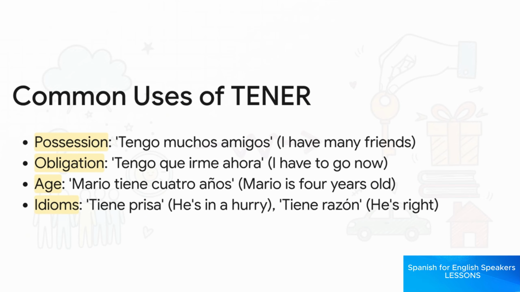You even have your age. Mario tiene 4 años literally means Mario has 4 years. And then there's this whole universe of idioms where you have things like hunger or hurry, or you can even have reason, tener razón, which means to be right.